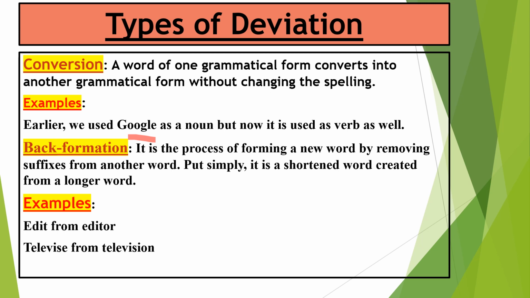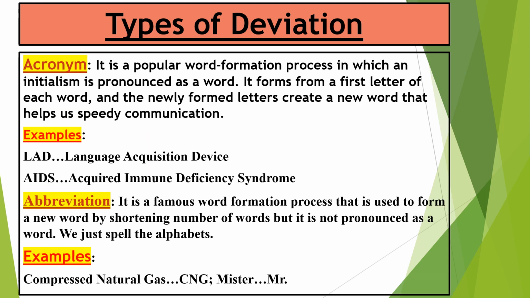Back formation. It is the process of forming a new word by removing suffixes from another word. Put simply, it is a shortened word created from a longer word. जब हम किसी एक अगेन जिस तरह क्लिपिंग में हमने शॉर्ट किया था वर्ड, बट उसके अंदर जो था आपके पास वर्ब नहीं बनता, बट व्हेन वी शॉर्ट द स्पेशली द नाउन, जब हम नाउन्स को शॉर्ट करके एक वर्ब बना लें, दैट इज कॉल्ड बैक फॉर्मेशन. एडिट फ्रॉम एडिटर.